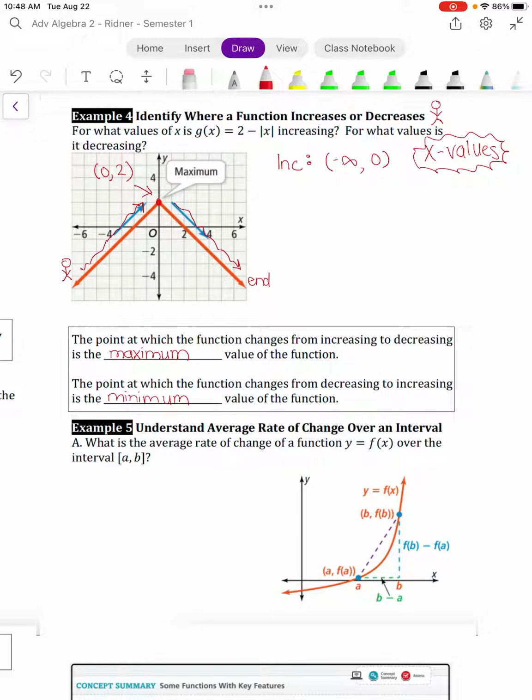And then we start decreasing at 0. And we are going to decrease as long as my x values keep getting bigger. So notice my x value here is 1. My x value here is 2, my x value here is 3, my x value here is 4, 5, 6, 7. It keeps getting bigger and bigger up until infinity. So again, it's the x values, not the y values. Don't be confused. So the x is getting bigger, so it's going to infinity.